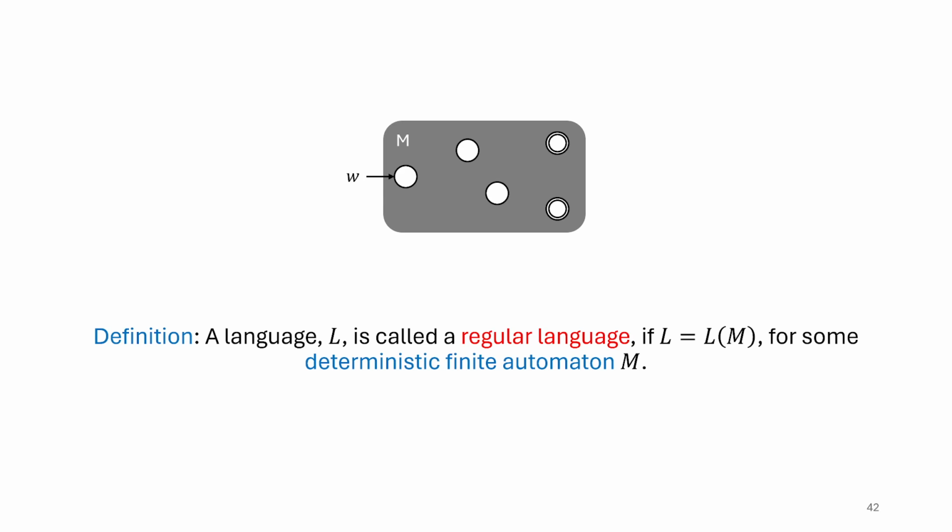Otherwise, it's non-regular. There are other languages that cannot be accepted by a deterministic finite automaton. We'll see that in a couple videos from now. But the ones that can be, we'll call them regular.